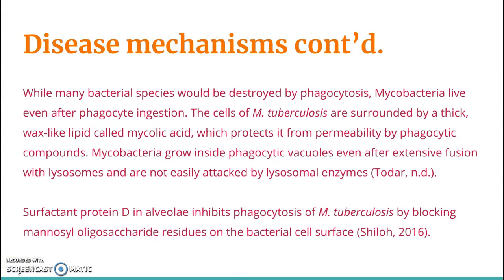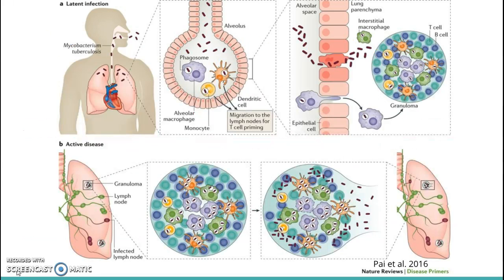The way that M. tuberculosis works is that the thick wax-like lipid called mycolic acid protects it from permeability by the phytostatic compounds. The mycobacteria can actually live inside of the vacuoles and aren't easily attacked by the lysosomal enzymes. Surfactant protein D in the alveoli inhibits phagocytosis of Mycobacterium tuberculosis by blocking some of the residues on the bacterial cell wall. This gives an example of the way that the infection in the latent stages actually works versus in the active disease.